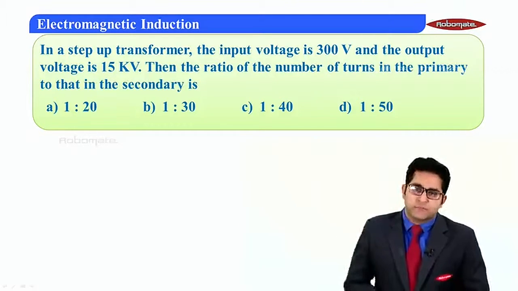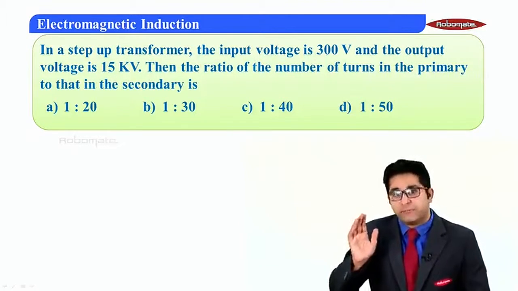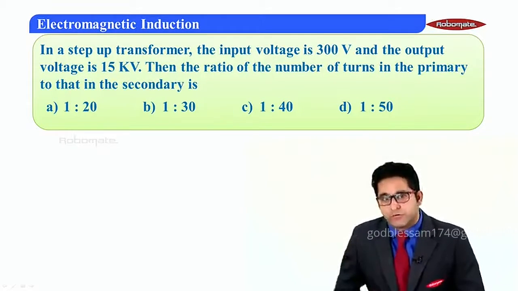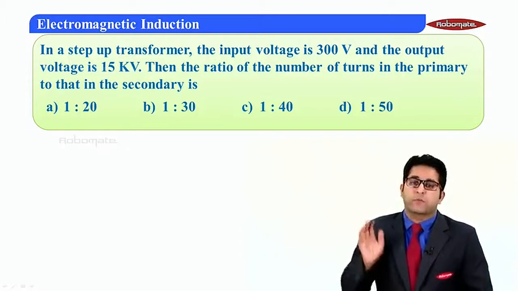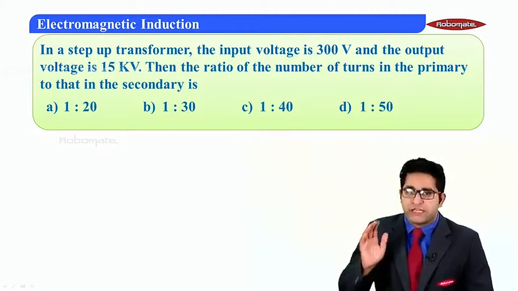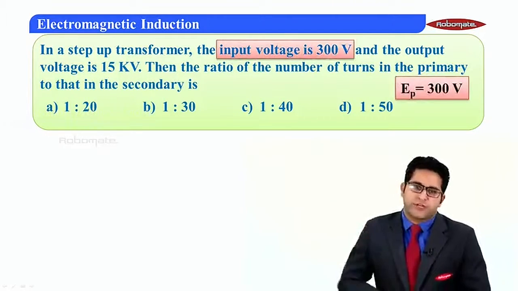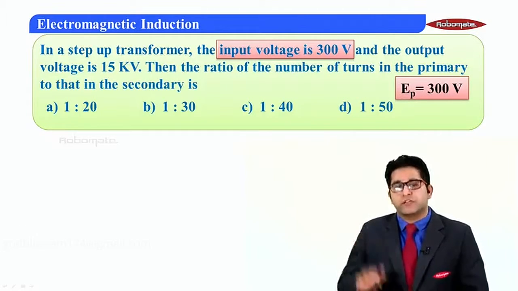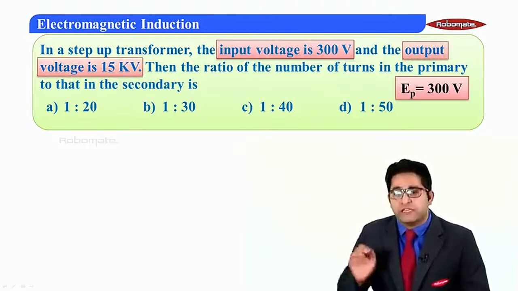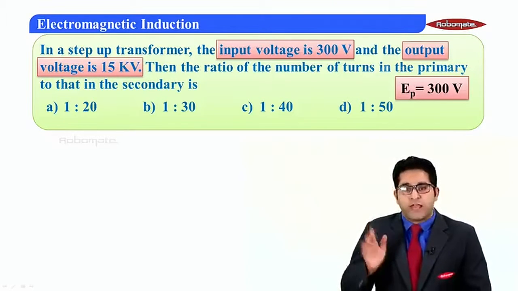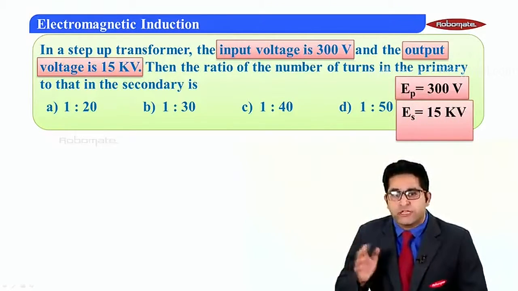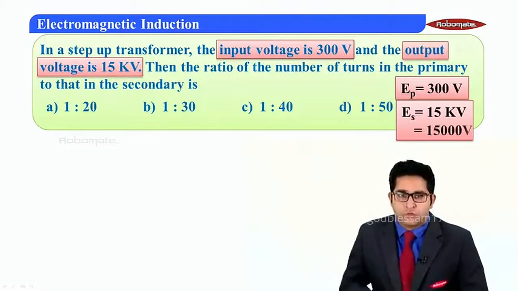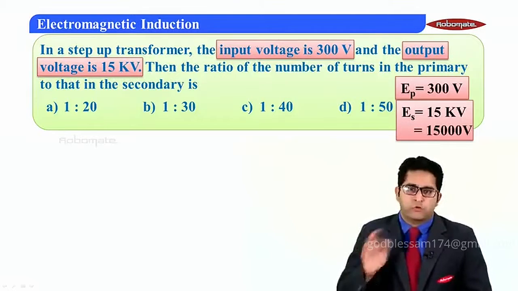Now let's analyze this. Over here we are having a step up transformer. That means output voltage will be greater than the input voltage. We are provided with input voltage, so let's say value of EP is equal to 300 volts. The output voltage, that is voltage across secondary coil, is 15 kilovolts, so ES is equal to 15 kilovolts. And this 15 kilovolts can be written as 15,000 volts when converting kilovolt to volt.